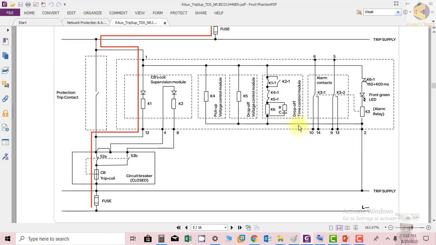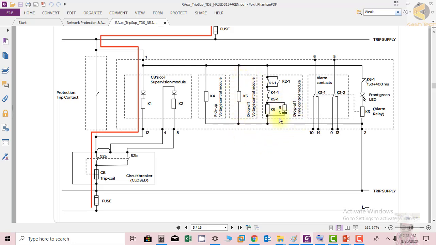So here you can see they have the module here. They have a pickup voltage control module installed in the relay, and for example we can select at how much voltage the relay should show that the system is healthy, and at the drop off voltage the system should show that it is dropped off. If the voltage is less than this, the DC trip circuit is unhealthy. So it's also monitoring the voltage level here.